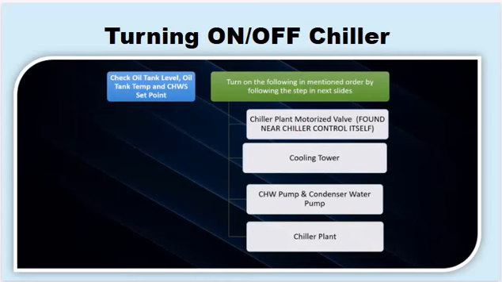To turn on or off a chiller, you need to follow a specific order. First, check the oil tank level, oil tank temperature, and CHWMP set point. Then, turn on the following components in order: chiller plant motorized valve, cooling tower, CHW pump and condenser water pump, and finally, the chiller plant.